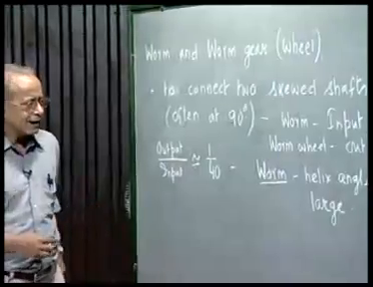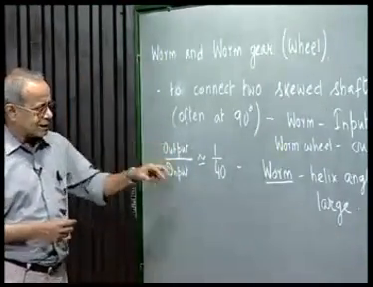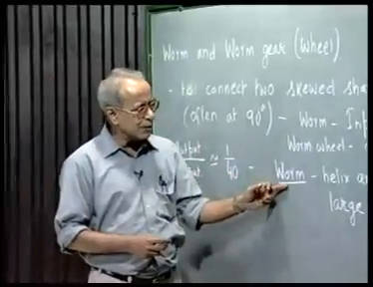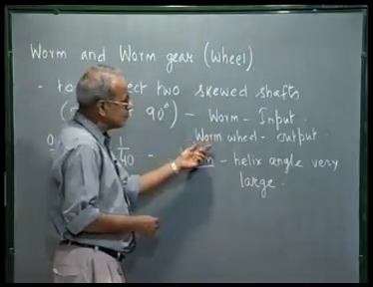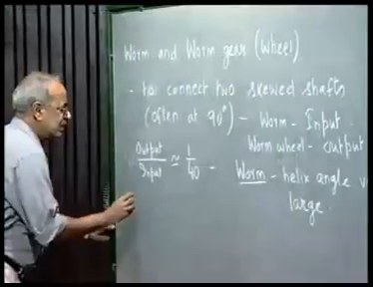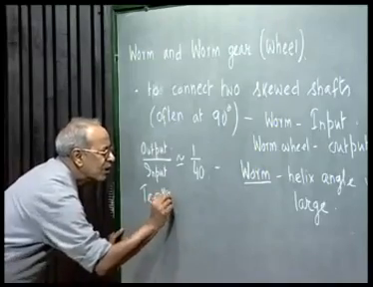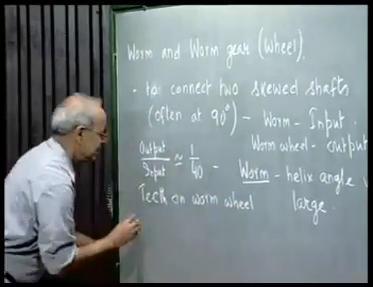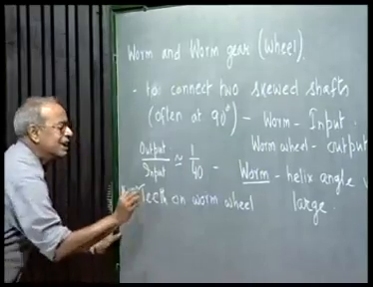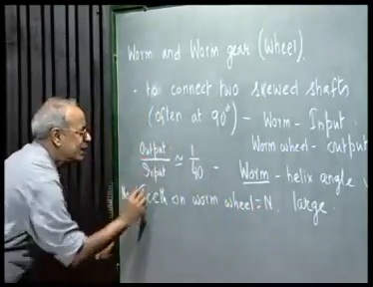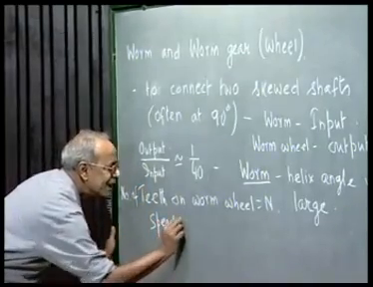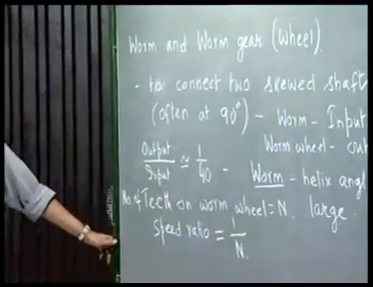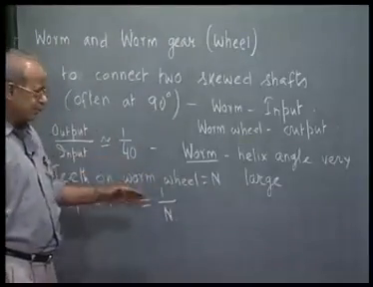The thing to discuss is that, as we will see, the ratio of the speed reduction can be very high at a single stage by using a worm and worm gear, and it is one thread of the worm which comes in connection with a large number of teeth of the worm wheel. If the number of teeth on the worm wheel is n, then the speed ratio, output by input speed, will be 1 upon n.